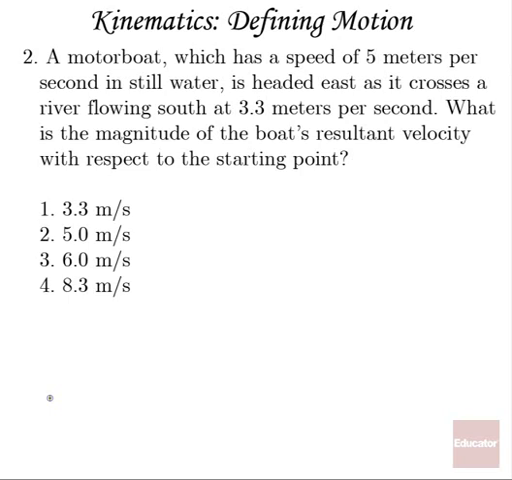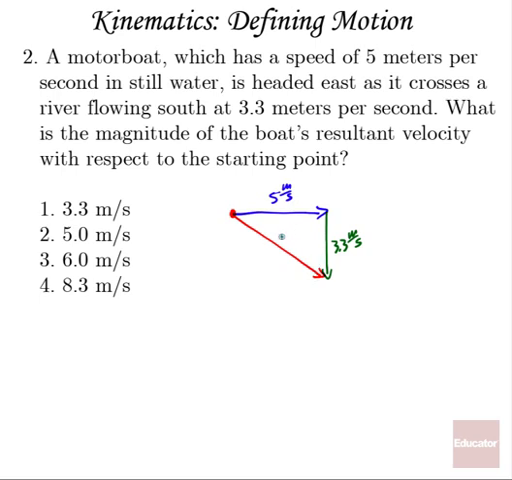Number 2, a motorboat which has a speed of 5 meters per second in still water is headed east as it crosses a river flowing south at 3.3 meters per second. What is the magnitude of the boat's resultant velocity with respect to the starting point? Well, if it's going 5 meters per second east, and it's also crossing a river that's flowing at 3.3 meters per second south, to find the resultant velocity I'm just going to add these two vectors. They're already lined up tip to tail, so I can draw a line from the starting point of the first to the ending point of the last.